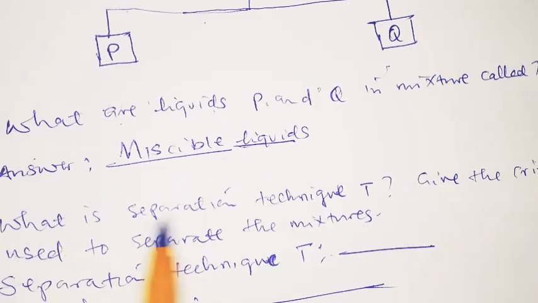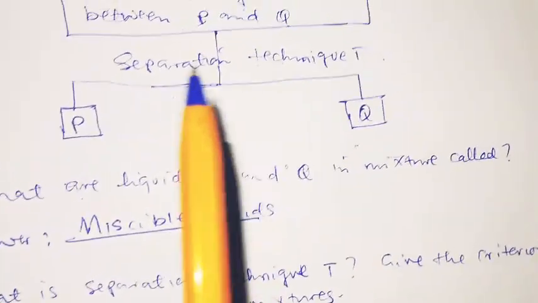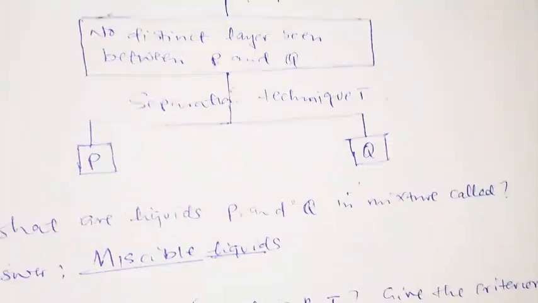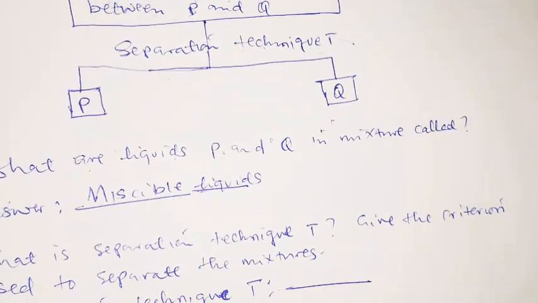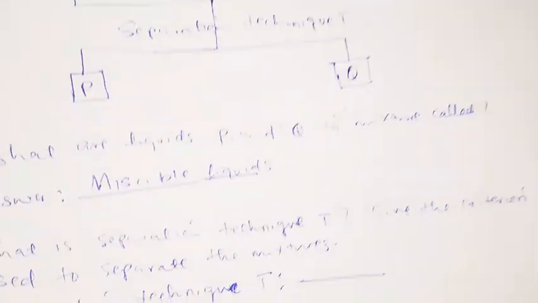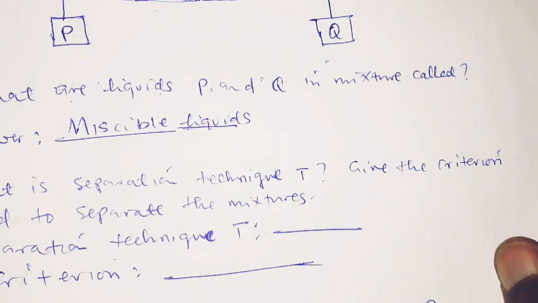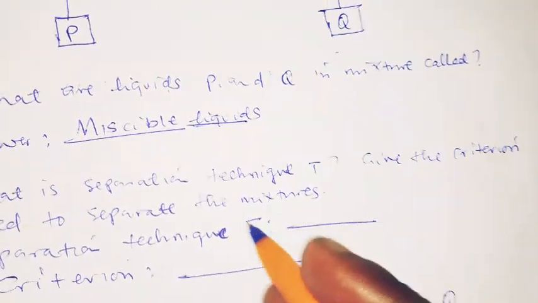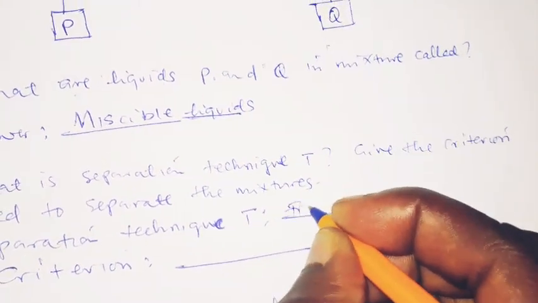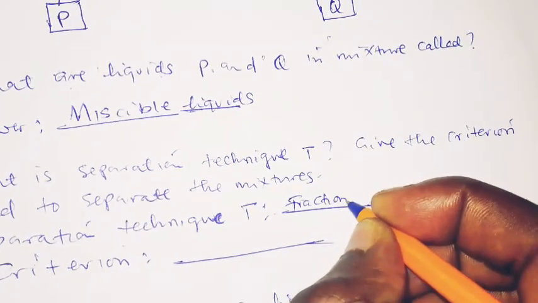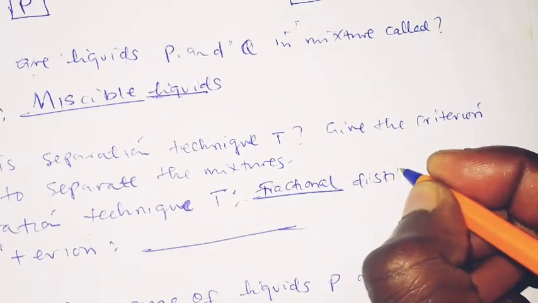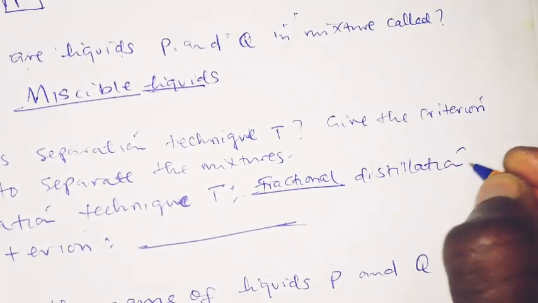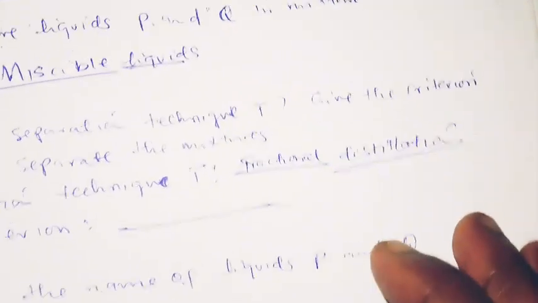What is separation technique T? What actually is the separation technique T that can be used to separate the miscible liquids? We know that miscible liquids can be separated by fractional distillation. So the technique here is fractional distillation.